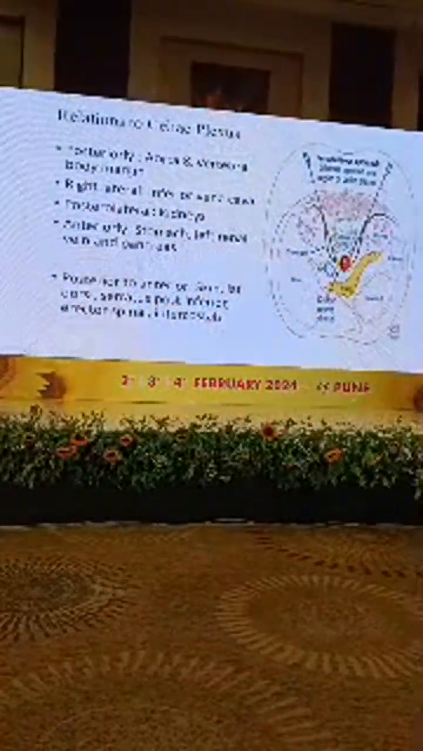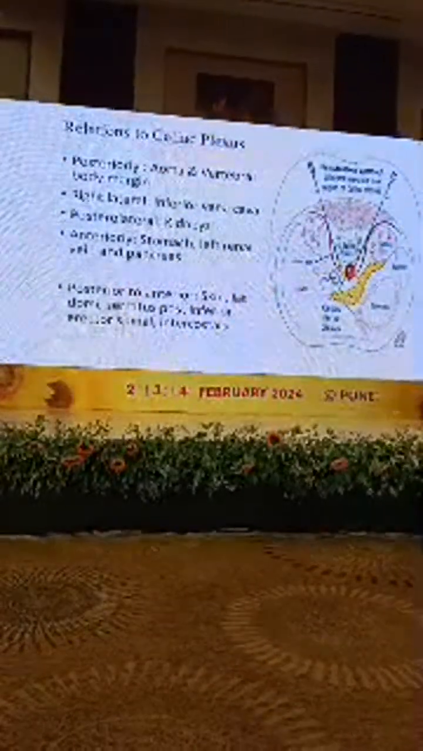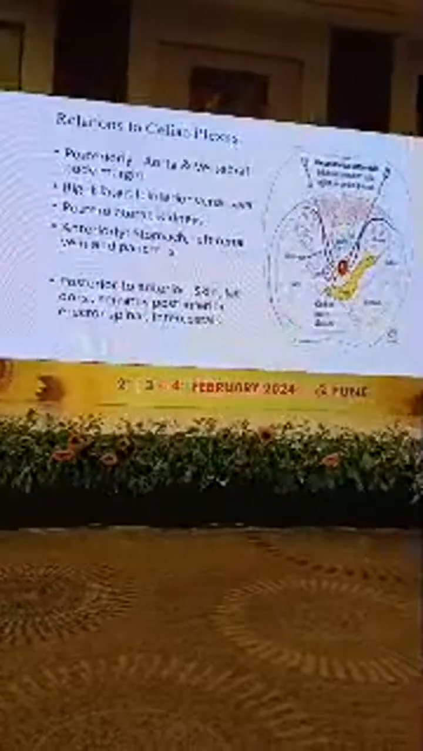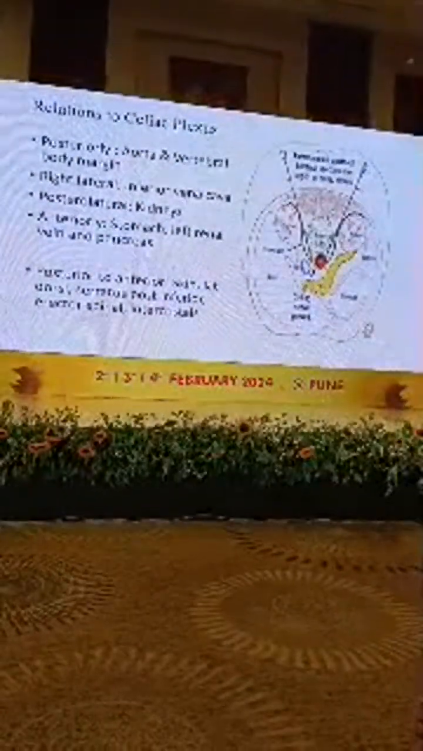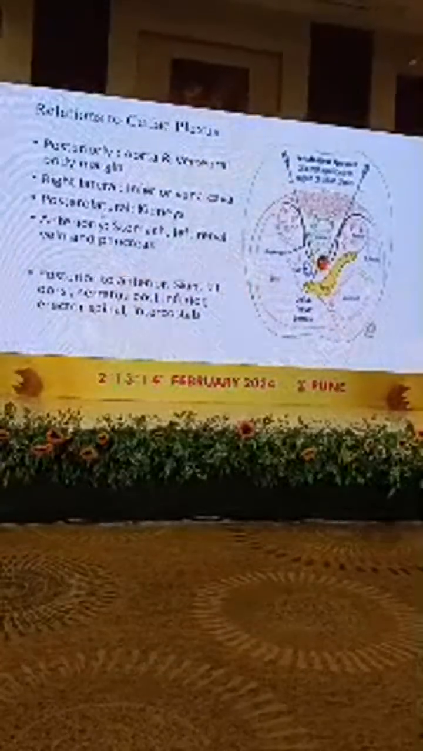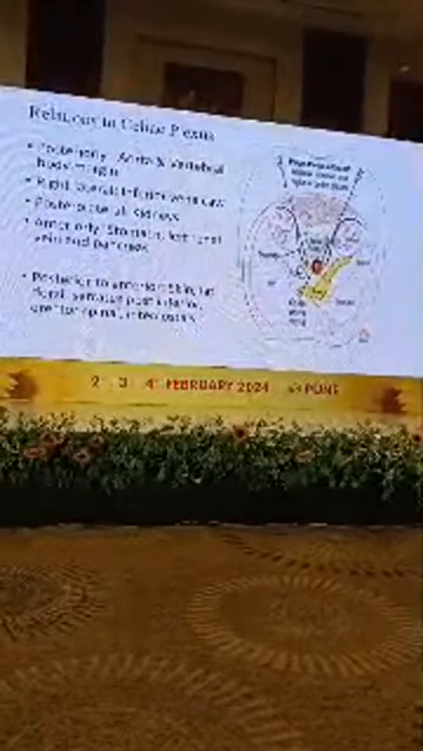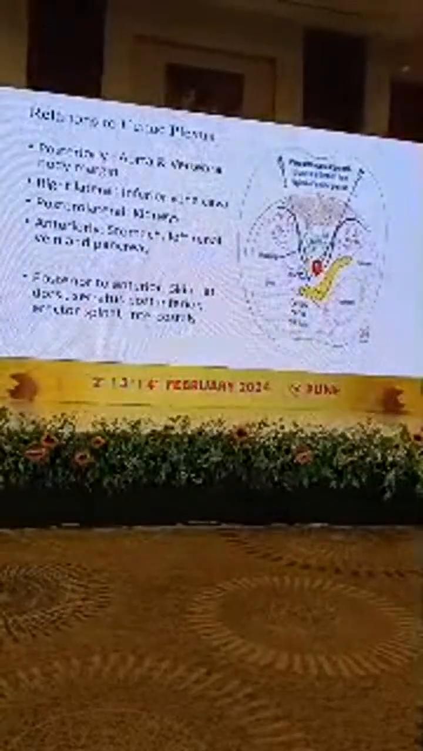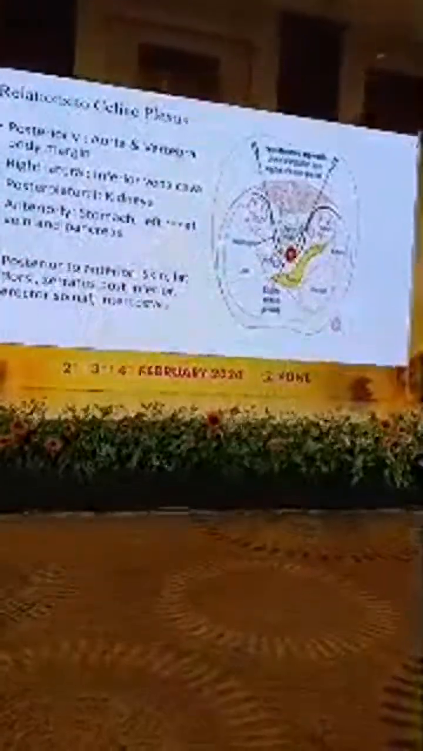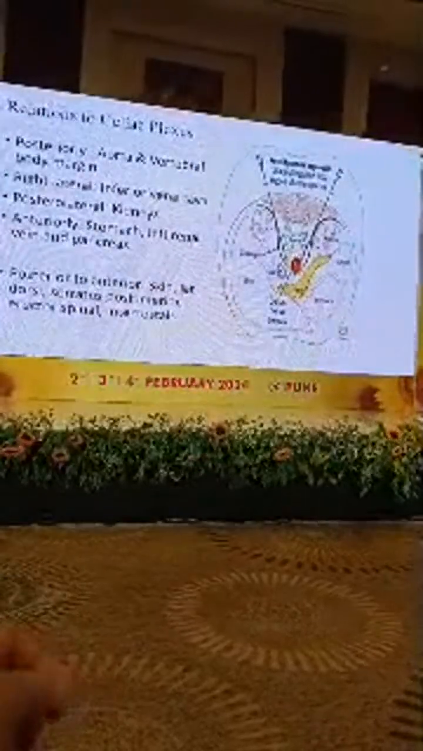If you look at the cross section, posterior to the celiac plexus, you have the abdominal aorta and the vertebral body, the L1 vertebral body. To the right laterally, you have the inferior vena cava, and posteriorly you have the kidneys. In front, you have the stomach and the pancreas.